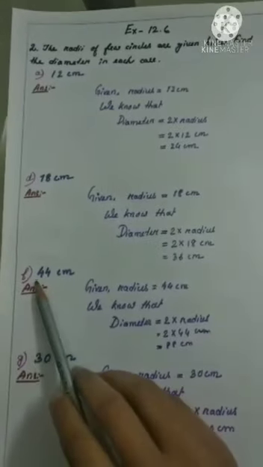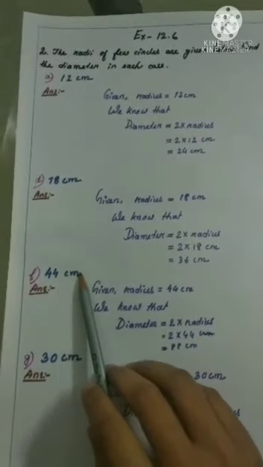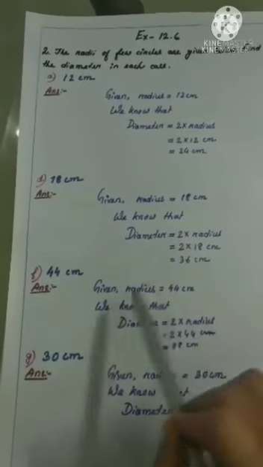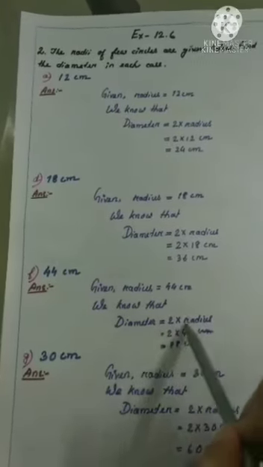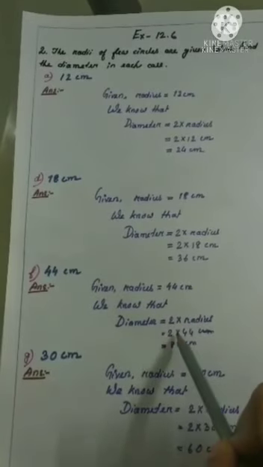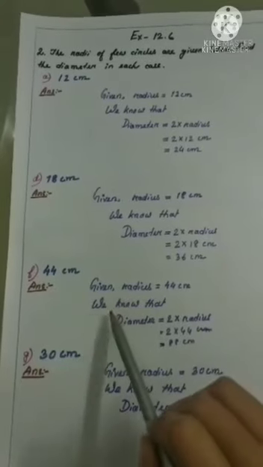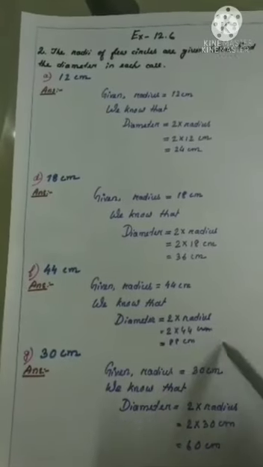Alright. Now see F number, 44 cm. Here given radius is equal to 44 cm. We know that diameter is equal to 2 into radius, which will be equal to 2 into 44 cm. That will be equal to 88 cm. Therefore, diameter is equal to 88 cm.